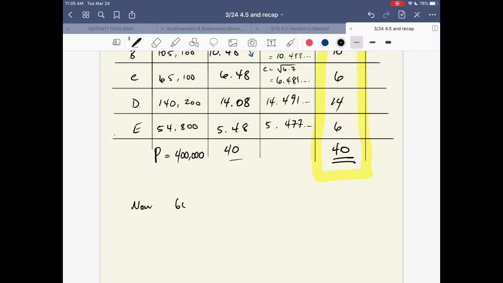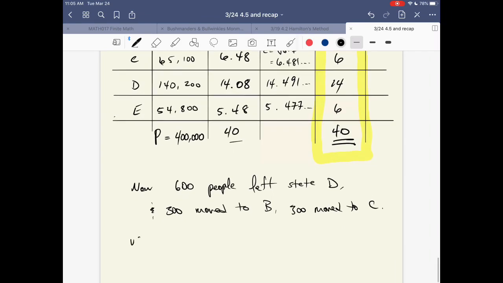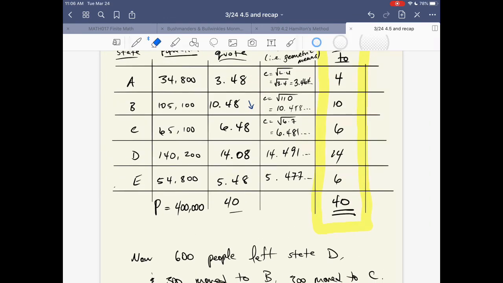so now 600 people left state D. 300 moved to B, 300 moved to C. Using the standard divisor for quotas, well, that was a pretty simple process. Remember, we just messed with the decimal point.